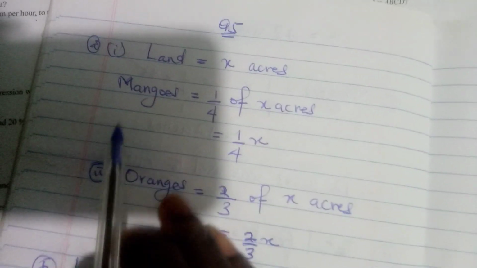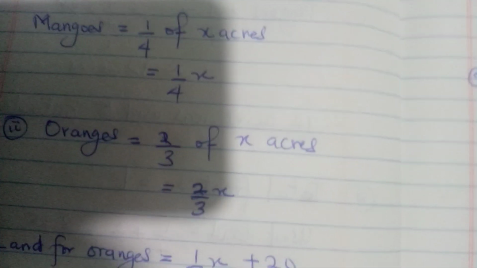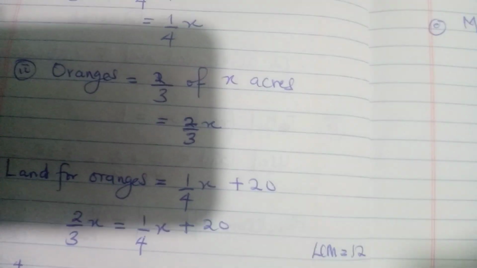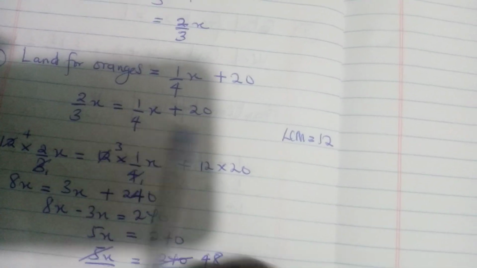So this is the question that was given, and this is the solution for that. So first we should know the fractions given. Then the B is saying that she used 20 more than mangoes for oranges. So down there we have the expression like this. We just solve for X.